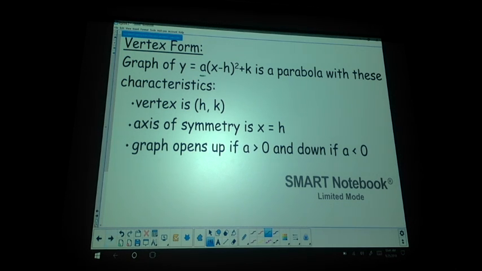So this a value determines if it opens up or down. We already talked about h comma k. We also talked about the axis of symmetry. So the axis of symmetry definitely leads to the x component of the vertex.